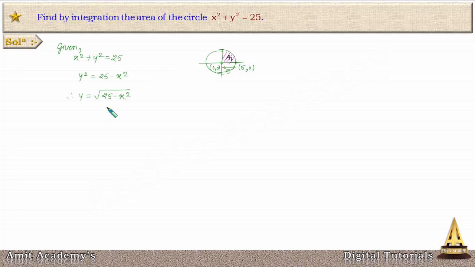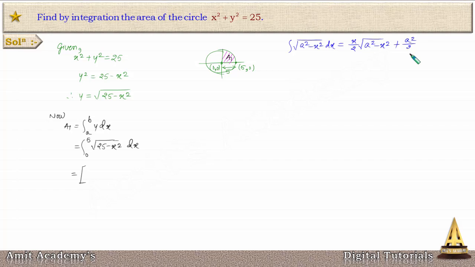So first we will find A1, and the formula for A1 is A1 is equal to integration from a to b y dx. So it is equal to integration, the lower limit is 0, the upper limit is 5, and y is under root 25 minus x square dx. So it is equal to, in square bracket. Now for this integration we can use this standard formula, that is integration under root a square minus x square dx is equal to x by 2 under root a square minus x square plus a square by 2 sine inverse x by a.